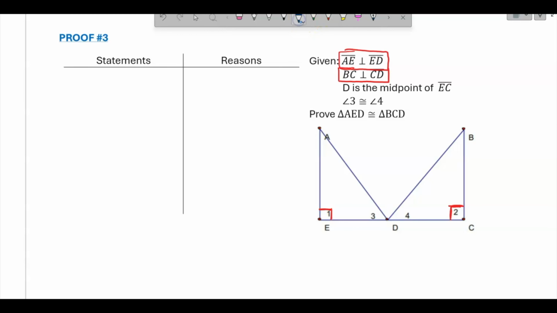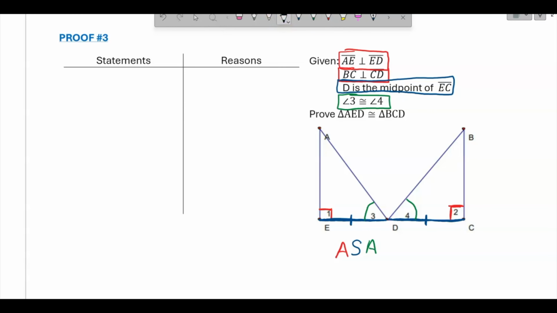Next, we have that D is the midpoint of EC. Now, we've already done a midpoint in this video. So if you haven't watched that part, we'll go back to it. But essentially, the midpoint is going to give you two equal segments. In this case, that's going to be ED and DC. And then finally, they hand us this third thing on a silver platter. We don't have to do any work for this one. And that is that angle 3 and angle 4 are congruent. And so as I look at my drawing here, even though those red angles are right angles, this is going to end up being an angle, side, angle proof. And that's exactly what we're now going to fill out.